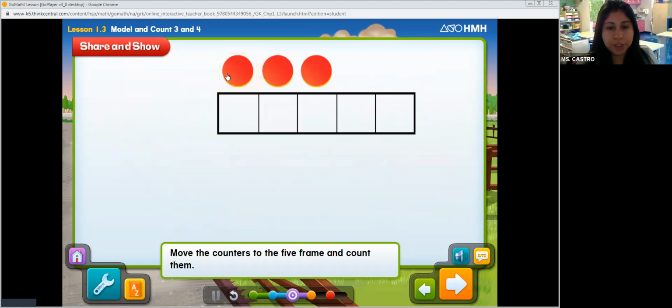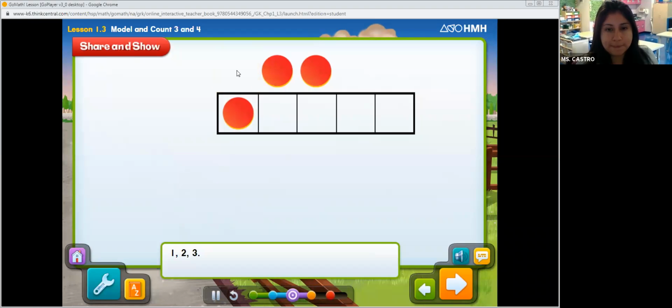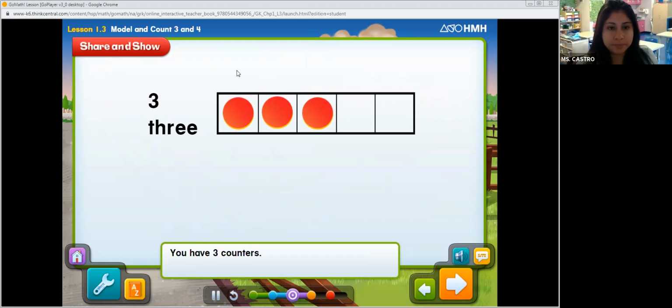So Ms. Cash is going to move each of these counters that are above the 5 frame, and I'm going to place them each into a box into the 5 frame. 1, 2, 3. You have 3 counters. When you count to 3, 3 is the last number you say.